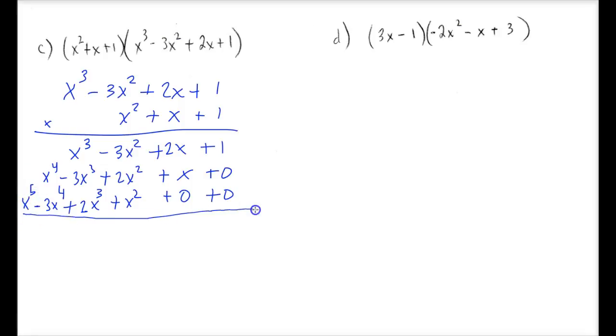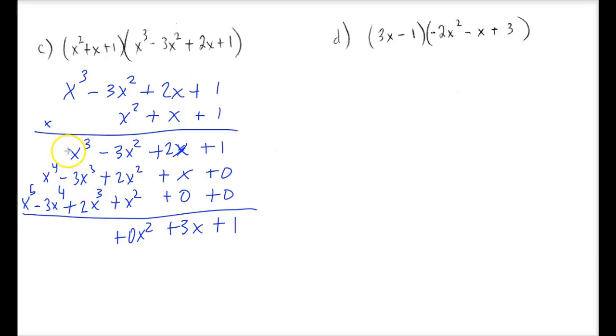And so you're going to add all this together. So 1 plus 0 plus 0 is just 1. 2x plus x is going to give you plus 3x. Here we have a negative 3 plus 2, which is a negative 1. And negative 1 plus 1 gives you 0. So this will end up being 0x squared, or just simply 0.